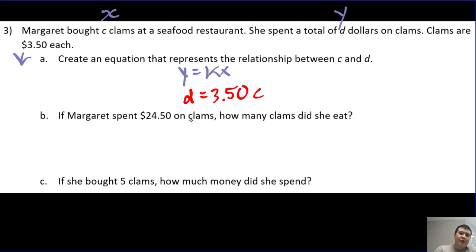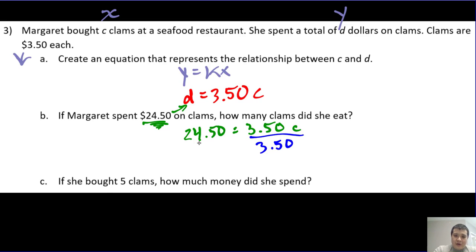If Margaret spent $24.50 on clams, how many clams did she eat? Well, we can do that by putting in the cost, which is dollars, D, right there. So we're going to have $24.50 equals $3.50 C. Here we're going to divide by $3.50 or multiply by 1 over 3.50. And we get C equals 7.